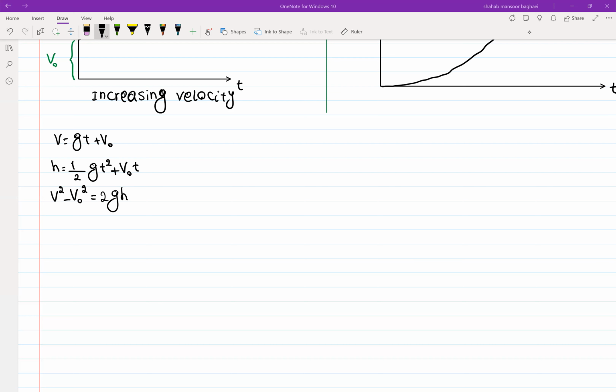Imagine I have a hammer and I have a feather. If I want to drop these objects from the same height, what do you think happens? If I release them from the same height at the same time, which one is faster? Hammer or feather?